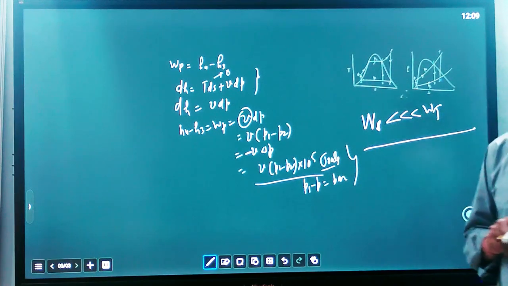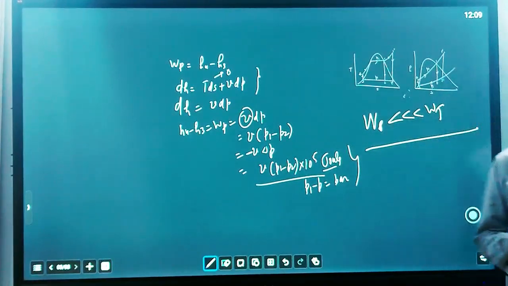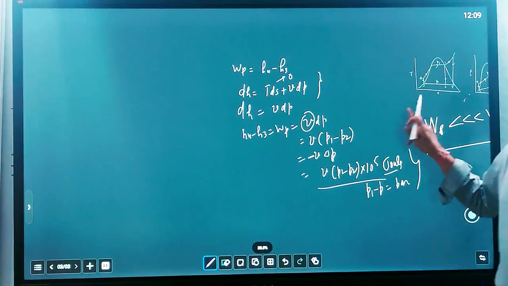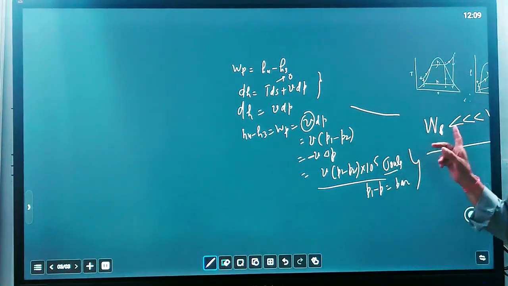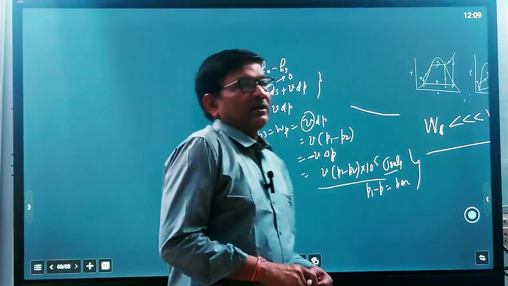This is a very important question that is most frequently asked in interviews and theoretical discussions, and in the IES examination also. Many examinations ask this question: why is the Rankine cycle more popular compared to the Brayton cycle or gas power cycles?